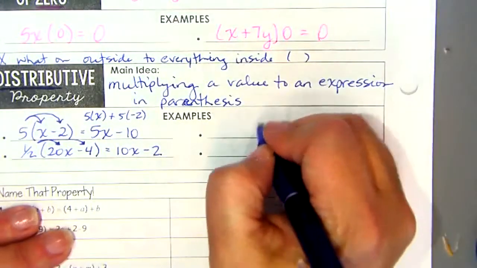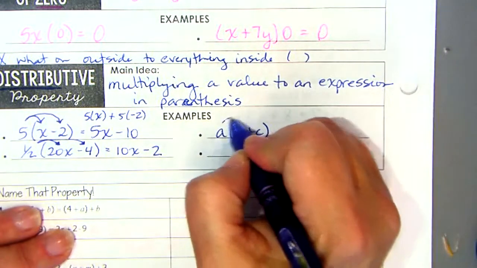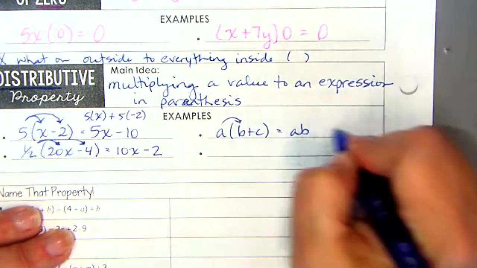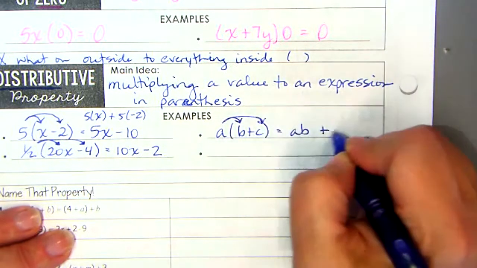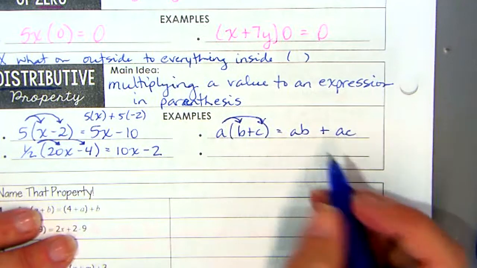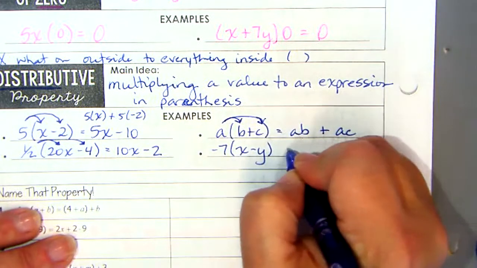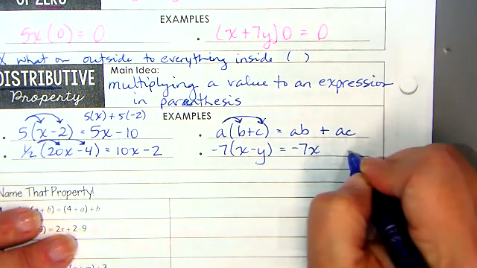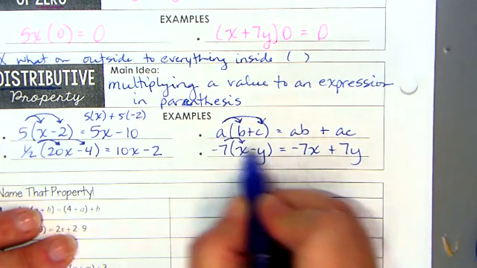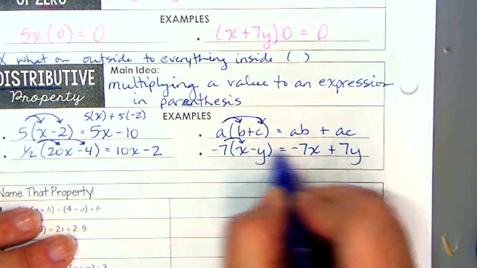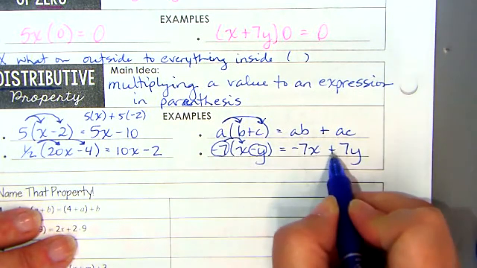A couple more examples. A times b plus c if we have just letters. So I'm going to have a times b, so that's going to give me ab plus a times c, which then gives me ac. And then I'm going to have negative 7, open parentheses, x minus y, close parentheses, equals negative 7x plus 7y. Because I'm doing negative 7 times x, which gives me negative 7x. Negative 7 times negative y, that's a negative y times a negative 7, that gives you a positive 7y.